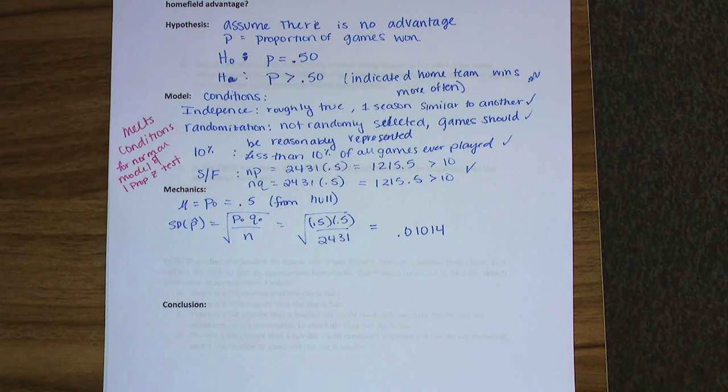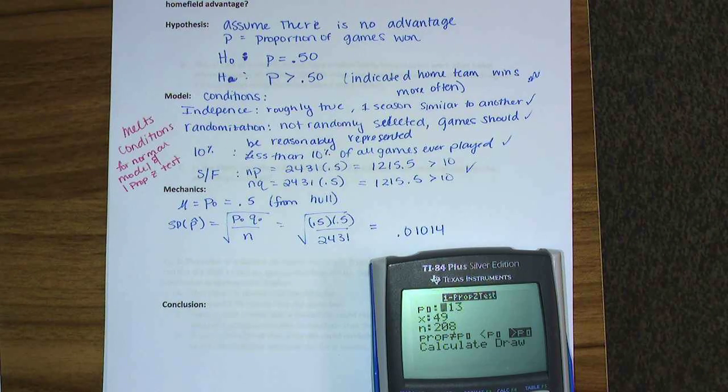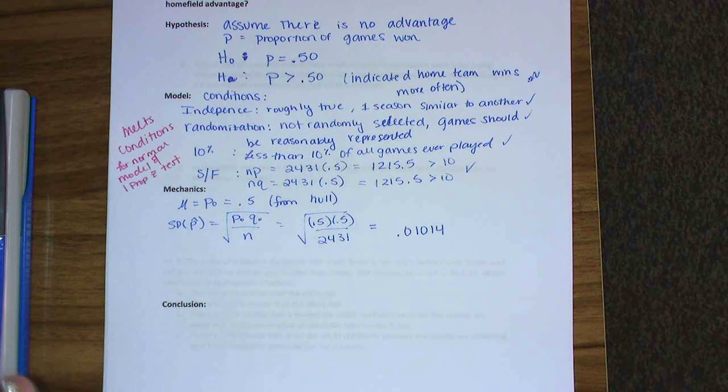I think we should be able to do this one on our calculator now, since we said it meets the requirements for the one prop z test. Which should be number 5 on your calculator. So I'm trying to check and make sure this is going to work first.